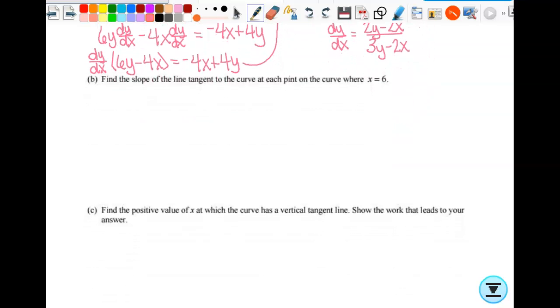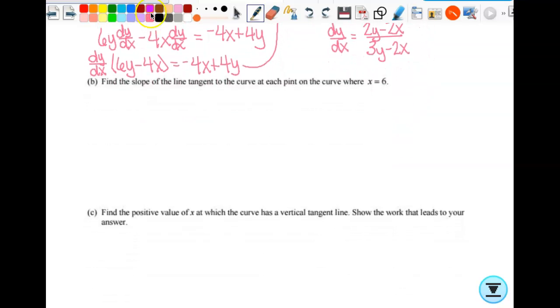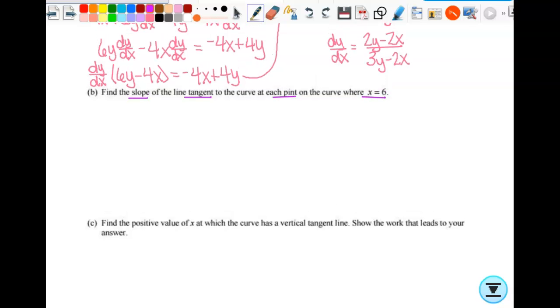All right, so now it says find the slope of the line tangent to the curve. It says at each point. It really means each point on the curve where x equals 6. So we find the slope from what? I know, it's supposed to say point. Find the slope. Where does the slope come from? The derivative, always, right? So I'm going to find the slope from this derivative.